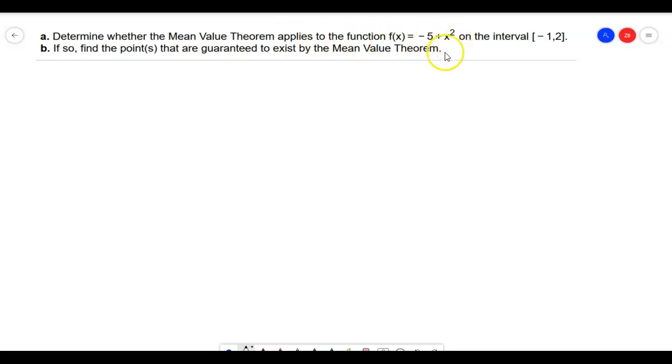Well, -5 plus x squared, that is a polynomial because all the variables are fine. All of our exponents are positive integers. We don't have anything else funny going on. We don't have any negative exponents, we don't have any rational equations, anything like that. So we are good. This is a polynomial, so that means we're going to be differentiable and continuous on any open or closed interval. So that's good. Mean value theorem does apply here.